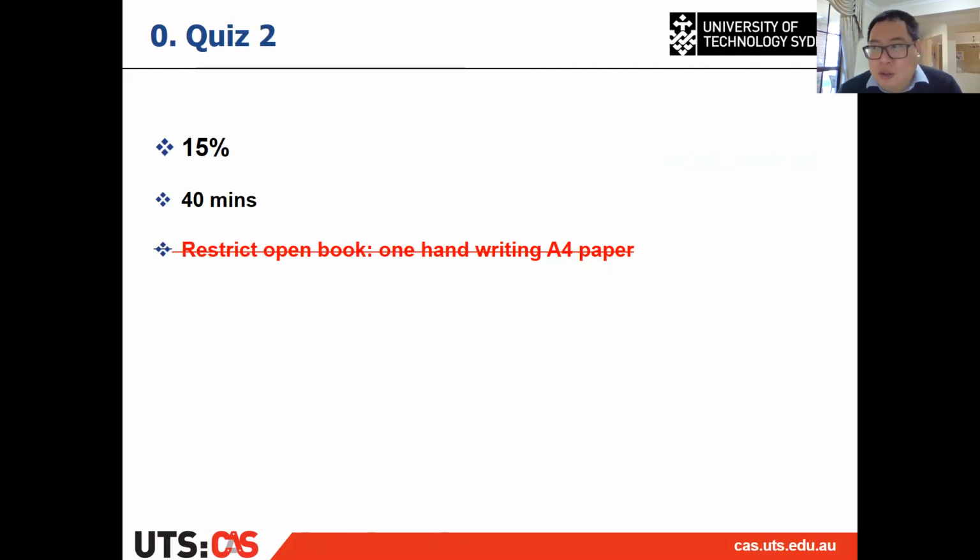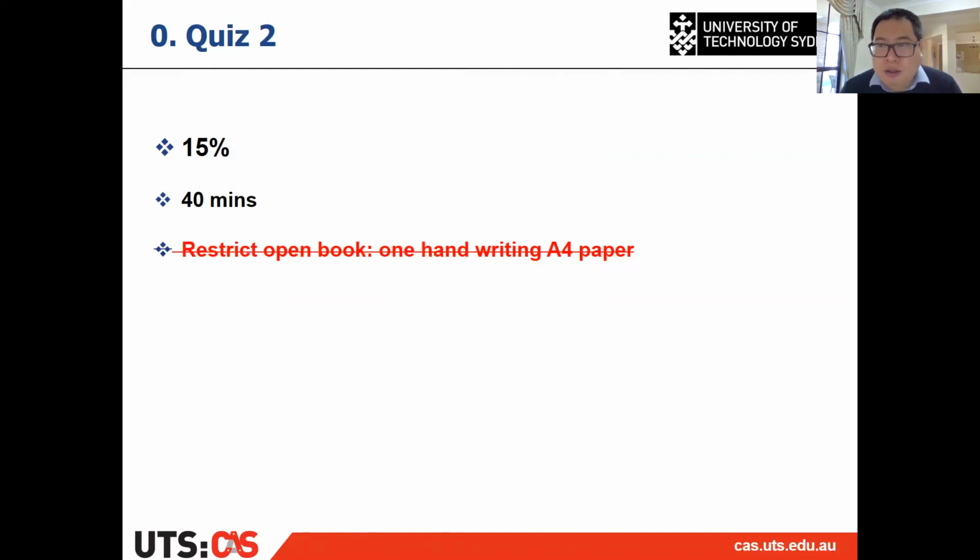Then you need to write the answer down onto a document, a Word document is fine. Or you can simply handwrite the answers onto your paper and then take a picture. When time's up, submit your answers to me on the UTS online. So that is the way to perform quiz 2, similar to quiz 1.